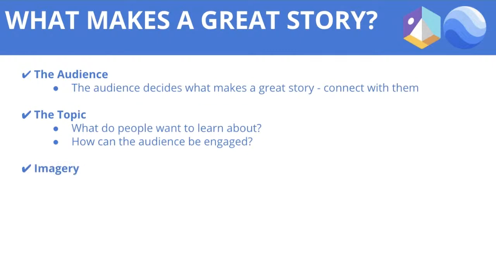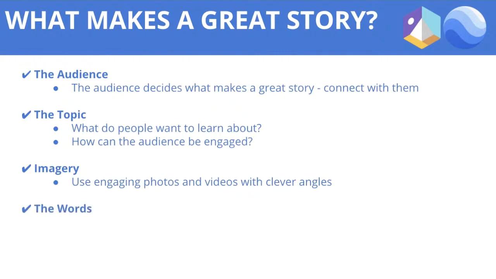Imagery is very important. Think about photos and videos, photos with clever angles and good lighting. How can the photos help to tell the story further? And the words, of course, are very important. How can you write in a way that captures the imagination of the audience? How can you make them feel like they're there? How can you get them to be emotional and to respond to the story and to the photos and the videos that you put in your stories?